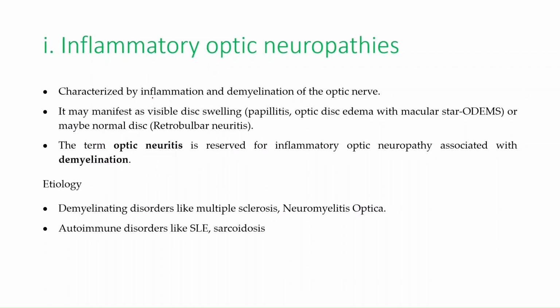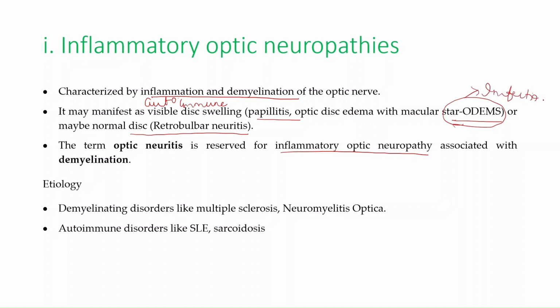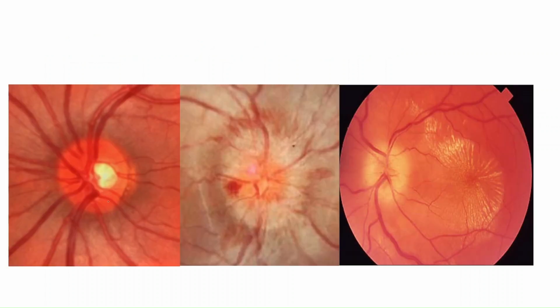Inflammatory optic neuropathy is characterized by inflammation and demyelination of the optic nerve that is usually associated with autoimmune disorders. The most common autoimmune disorder that we are dealing with here is multiple sclerosis. It is visible as a papillitis, or there can be optic disc edema with macular star, or the disc may appear completely normal as in retrobulbar neuritis. The term optic neuritis is usually used for inflammatory optic neuropathy associated with demyelination. Whenever we see a macular star, the diagnosis goes more in favor of an infectious etiology, and this is known as neuroretinitis. So it can have a normal looking fundus, an edematous disc, or a neuroretinitis, edema of the disc along with macular star.